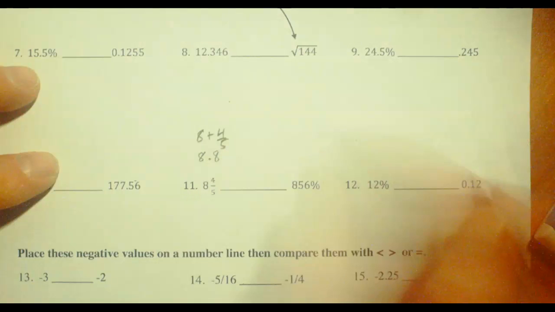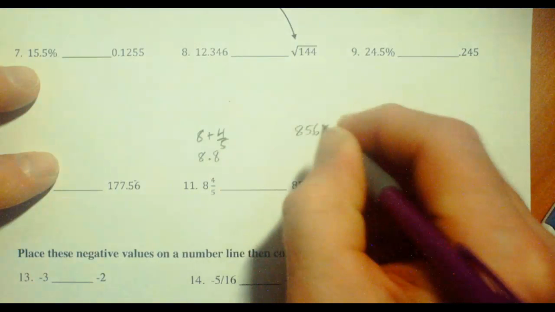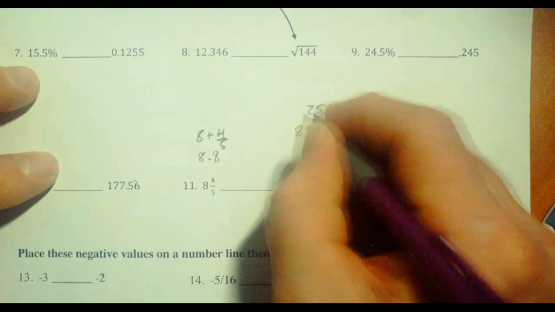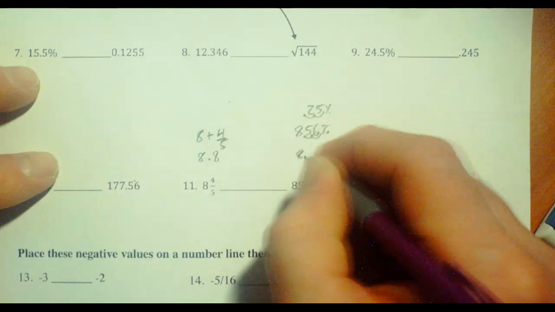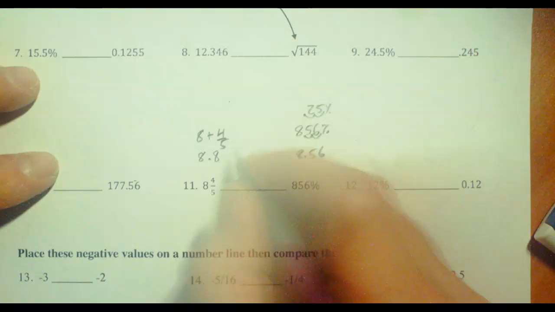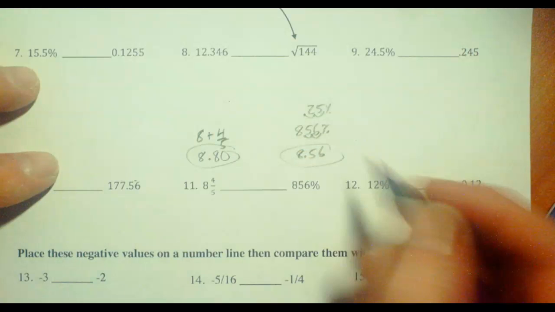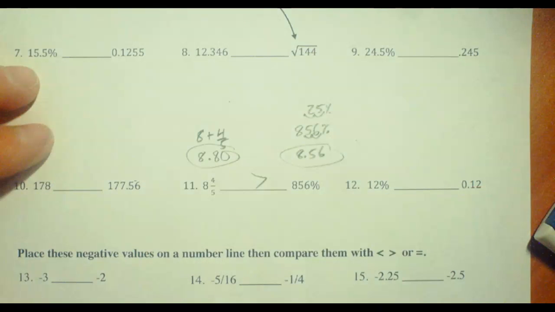We're going to compare that to 856%. Let's put 856% up here. And let's just put 225% up here. Remember how we made 25% into a decimal, just moving two places? We'll do the same thing here. So now we've got 8.56. Let's add a 0 on here so we're looking at money. This is $8.80. This is $8.56. Definitely bigger.